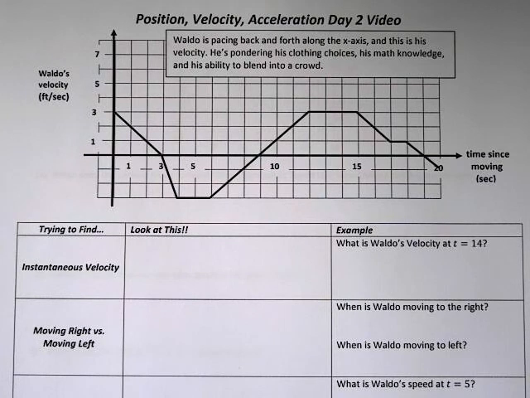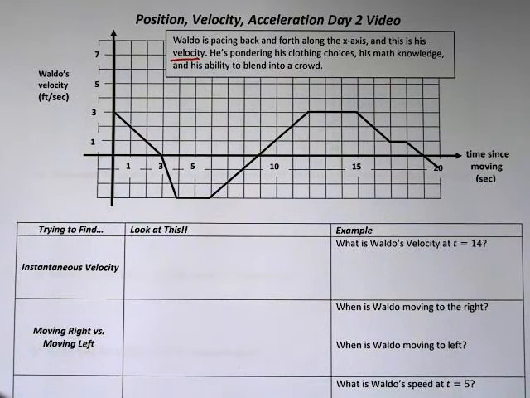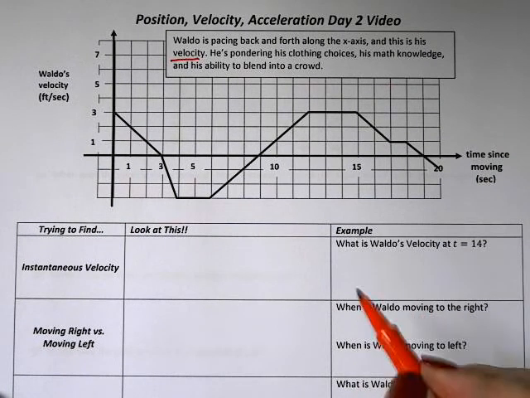Before, we gave you equations and asked you to analyze them in terms of position, velocity, acceleration, speed, moving left and right, all that kind of stuff. Now we want to know how we can do this from a graph instead. So here is a graph of Waldo's velocity. Waldo's pacing back and forth along the x-axis. This is his velocity. He's pondering his clothing choices, his math knowledge, and his ability to blend into a crowd. So we're going to answer all of these questions that pertain to Waldo, okay?